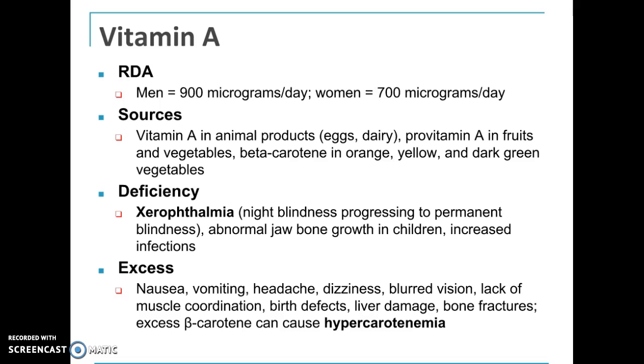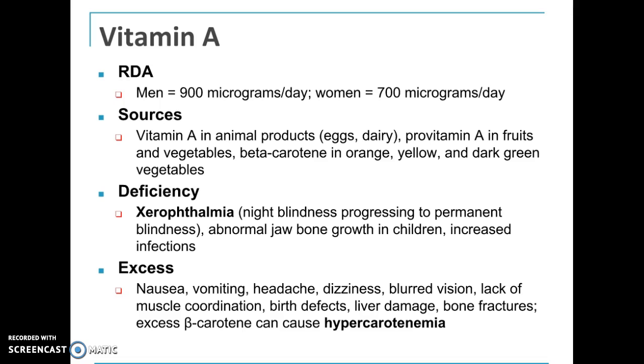Deficiency causes xerophthalmia, which is night blindness that progresses to permanent blindness, also abnormal jaw bone growth in children, and increased infections. Excess intake of vitamin A can cause nausea, vomiting, headaches, dizziness, blurred vision, lack of muscle coordination, birth defects, liver damage, and bone fractures. However, those are all from the retinoid family toxicity.